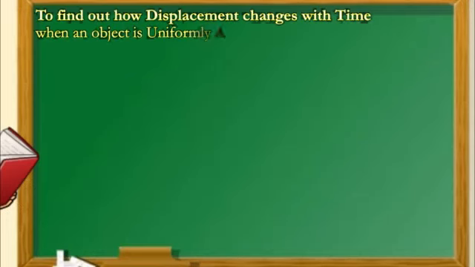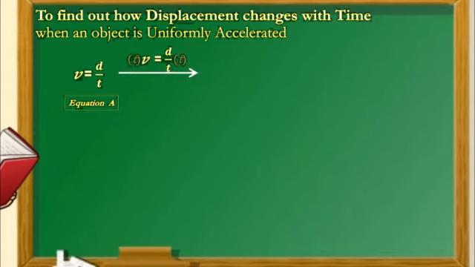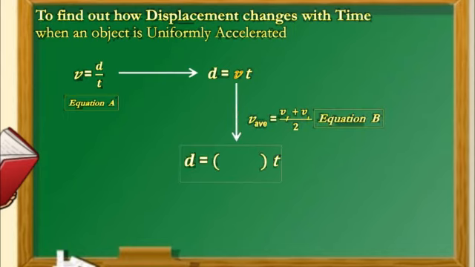To find out how displacement changes with time when an object is uniformly accelerated, rearrange equation A to arrive at d is equal to v times t. Since the velocity of the object changes when it is uniformly accelerating, we can use the average velocity to determine displacement. So, substituting v by v average in equation B, you will get d is equal to the quantity v sub f plus v sub i divided by 2 times t. And we will label this as equation D.